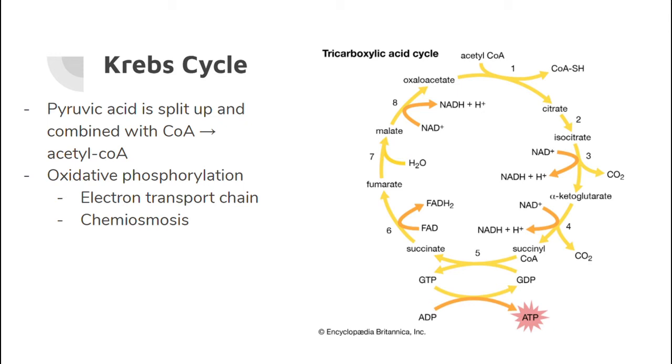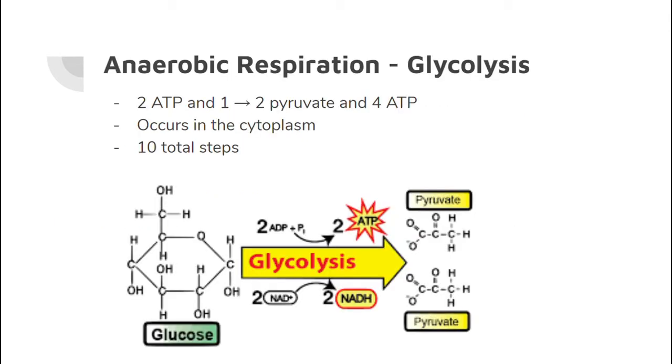The last step is oxidative phosphorylation, which is the electron transport chain and chemiosmosis. The protons provide the energy, and they're going to lead to the production of ATP, which is the final product.